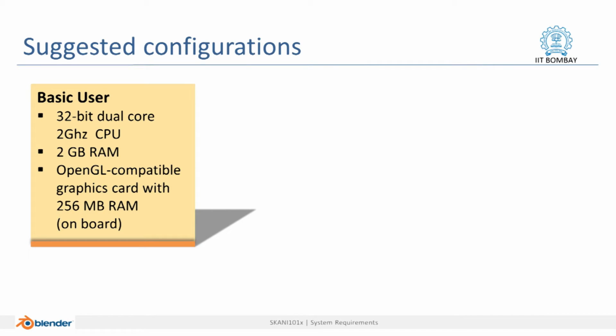For the basic, advanced and professional user, the first one is the basic user. You should have a 32-bit dual core 2 GHz CPU, which is common these days, and 2 GB RAM, which is even modest; most computers should have this. An OpenGL compatible graphics card with 256 MB RAM is the bare minimum required. Let me tell you again, typically most motherboards or built-in computers will have this kind of configuration built into them.